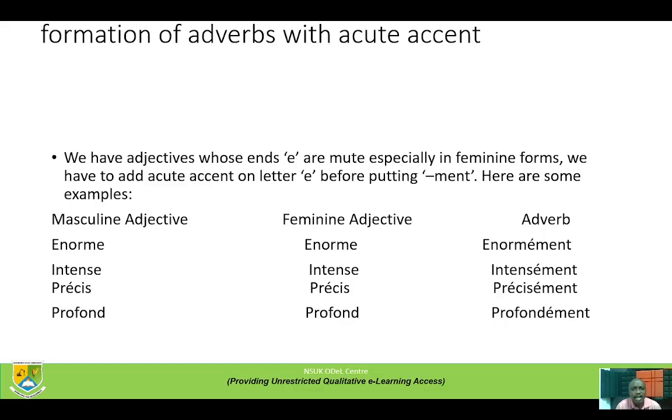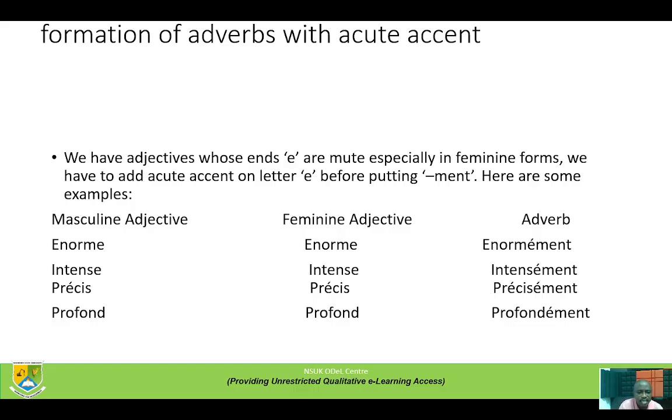Formation of adverbs with acute accents. We have adjectives whose final E is mute, especially in feminine forms. We have to add an acute accent on the letter E before putting -ment. Here are some examples. It's only when we have the acute accent that it will give us the adverb in French.